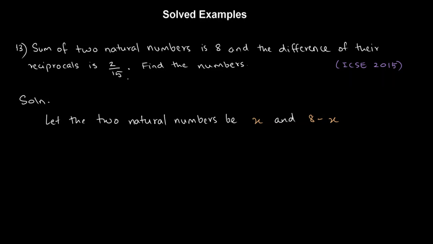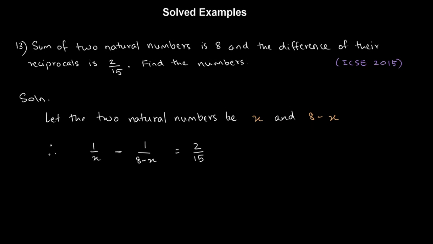The difference of their reciprocals is 2 upon 15, right? Now the reciprocal of x is 1 upon x, and the reciprocal of 8 minus x is 1 upon 8 minus x, right? Their difference is given to me as 2 upon 15, and this here will be my equation based on the given condition, right?